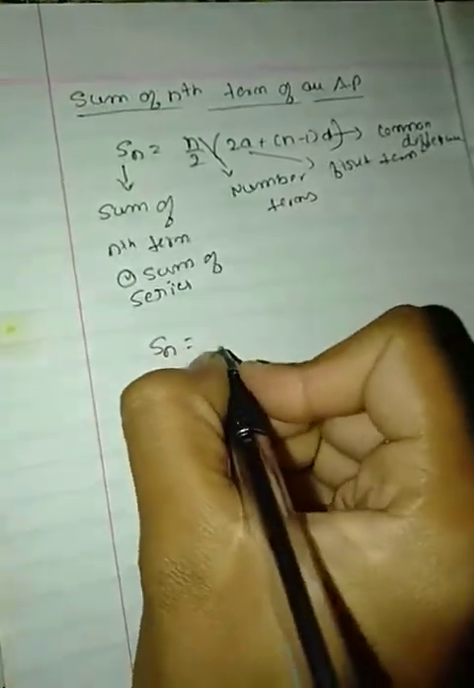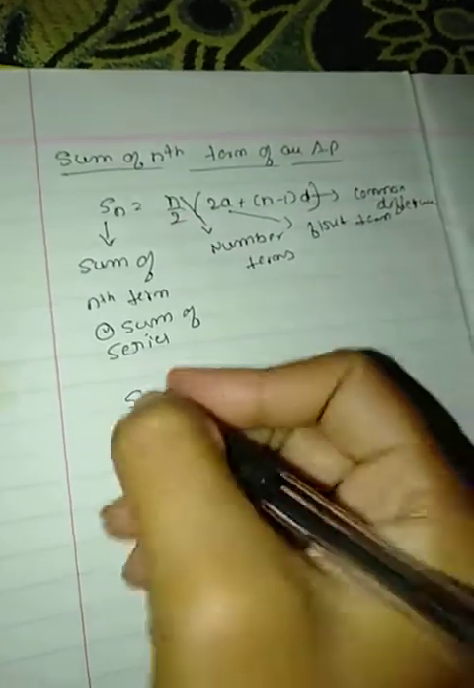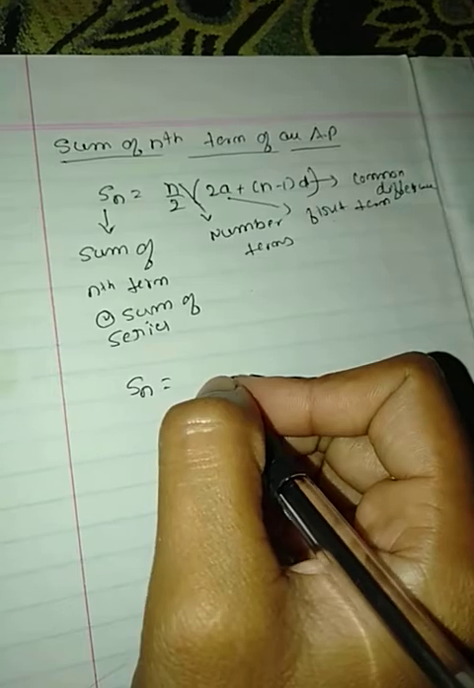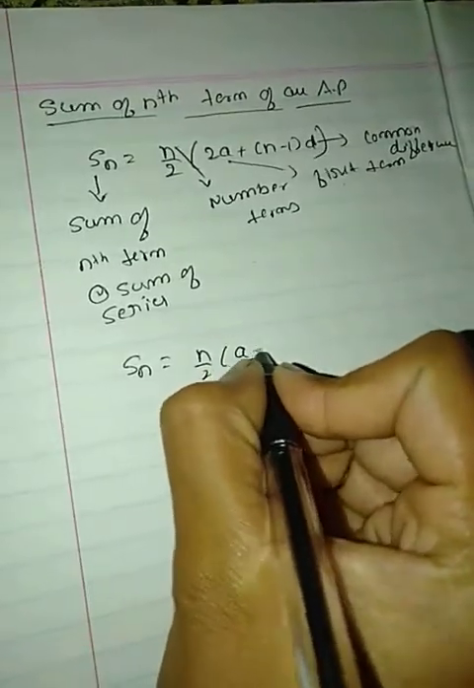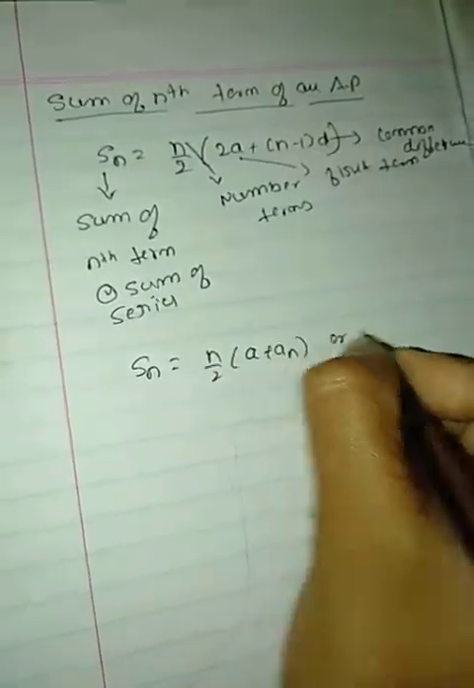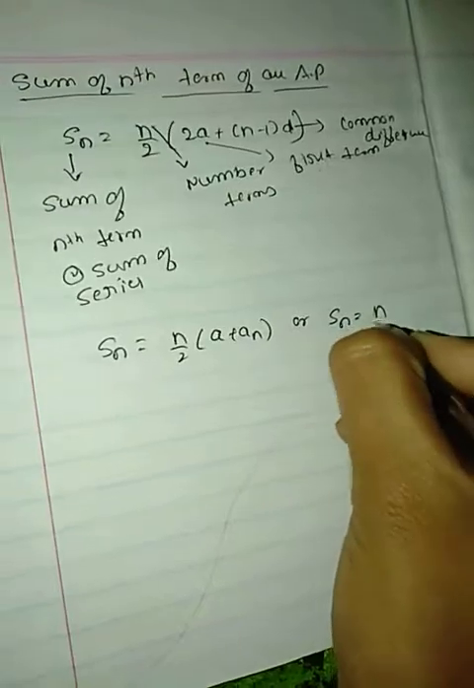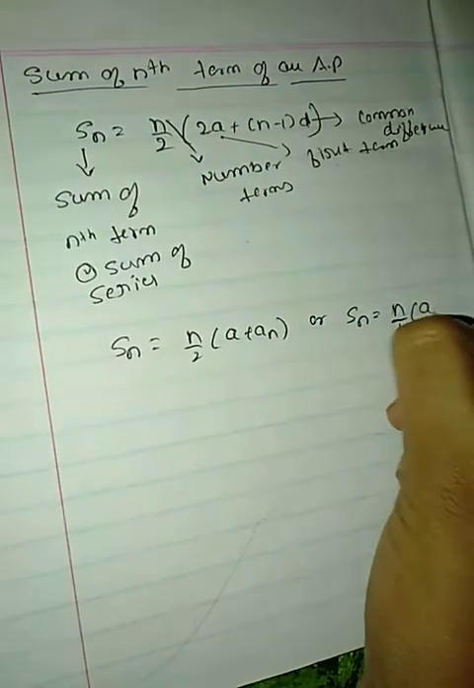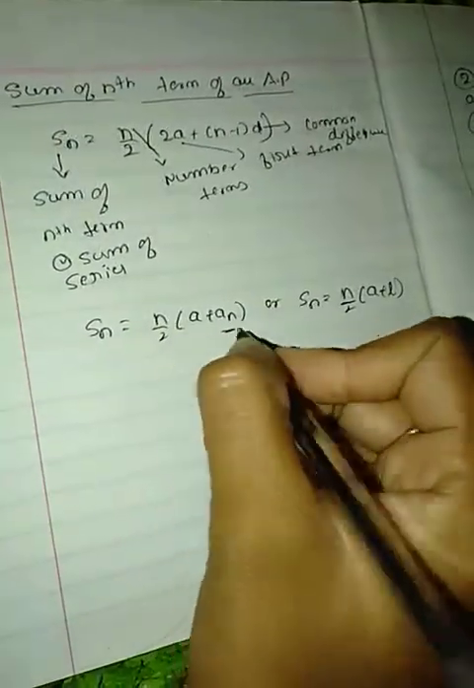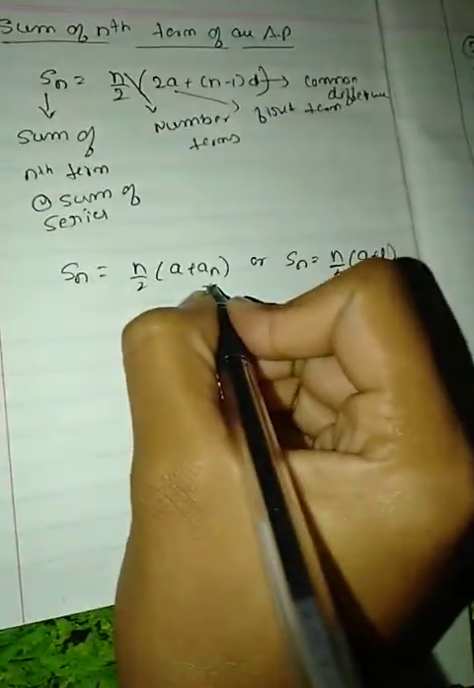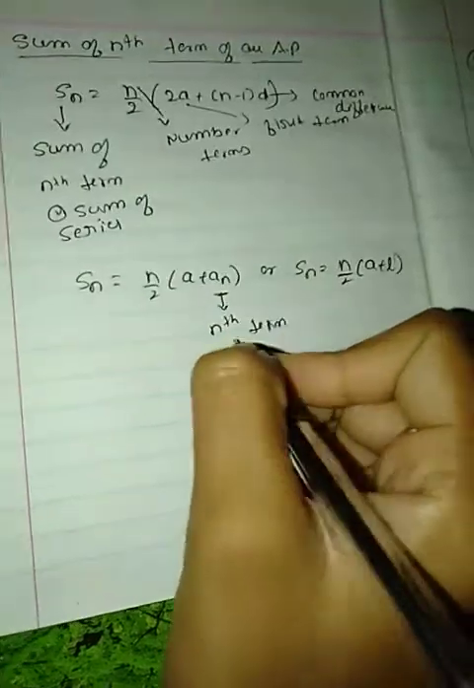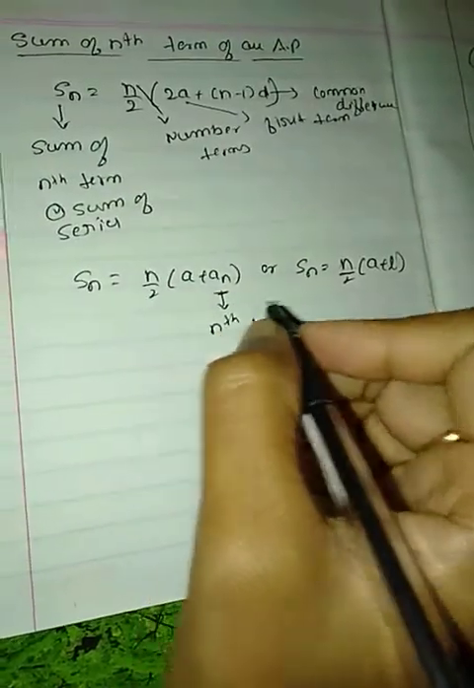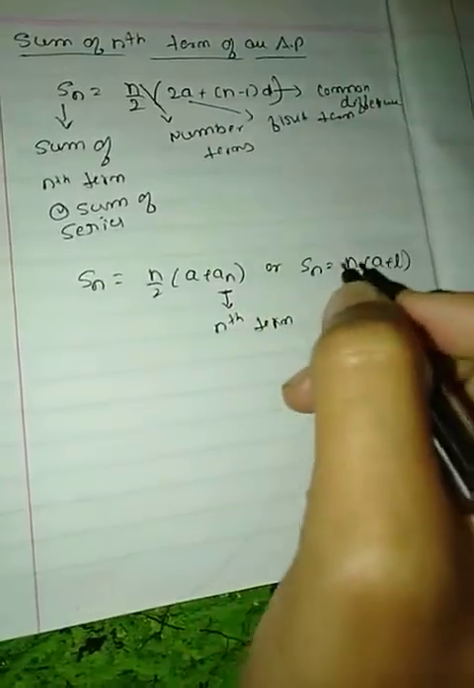Another formula is also used to find out the sum of nth term: Sn is equal to n by 2 [a plus an]. The an means nth term. Remember, an is nth term. Nth term means last term of the AP.